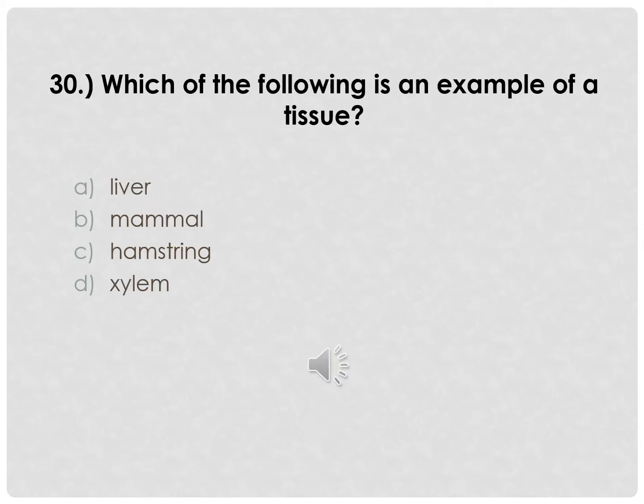Which of the following is an example of a tissue? We can rule out answers A, B, and C because these are more complex than tissue. We are looking at organs or organisms. The correct answer is D, xylem, because this is vascular tissue found in a plant.